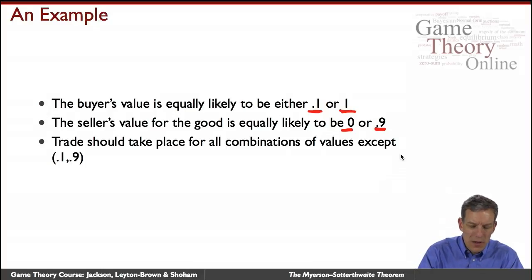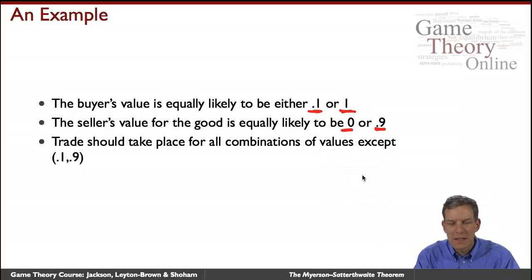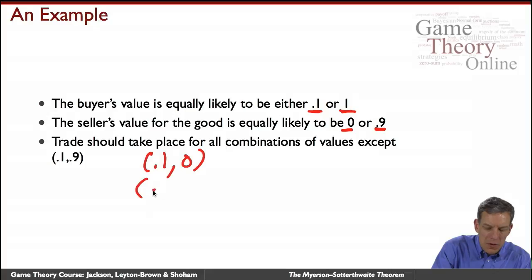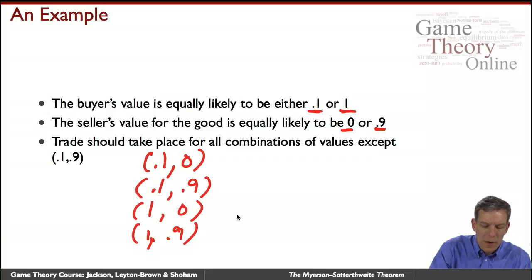And what's true is if we look at the different combinations they could have, basically in all cases except one, the buyer's value is higher than the seller's value. So in 3 out of the 4 possible cases, listing the buyer's value first, then the seller's value, you could have 0.1, 0. We could have 0.1, 0.9. We could have 1, 0, or 1, 0.9. So those are the 4 combinations.